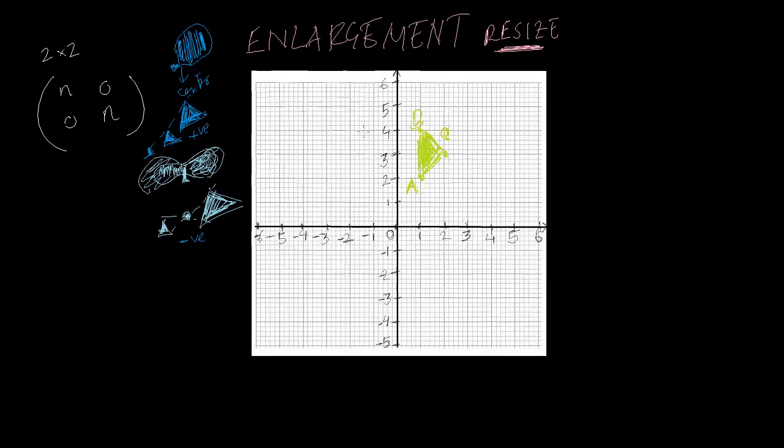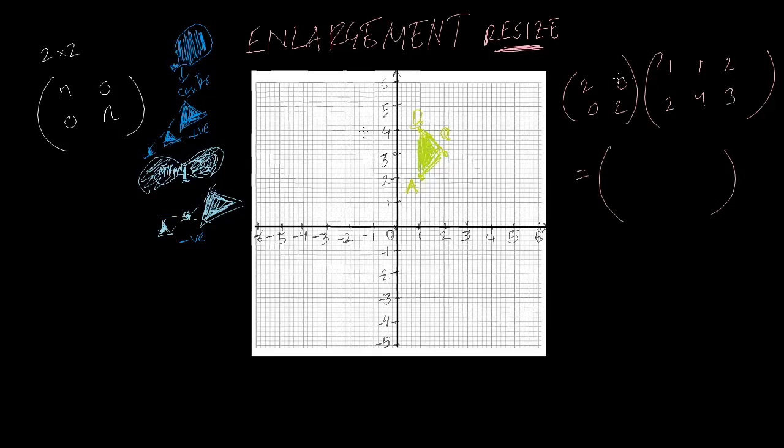So let me take the most common enlargement, which is twice. So let me do an enlargement with the matrix 2 0 0 2. So what happens? Let me see whether it fits here or not. The points that we have are (1, 2), then (1, 4), then (2, 3). So let me multiply this.